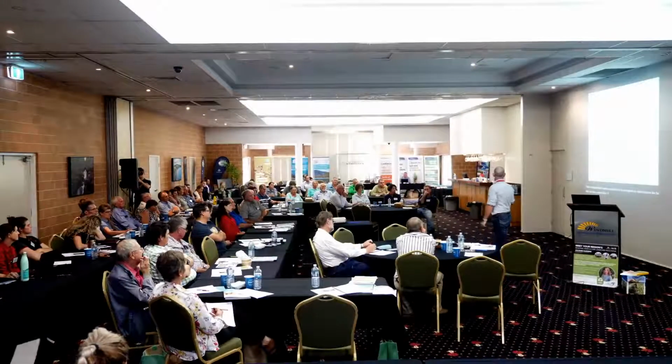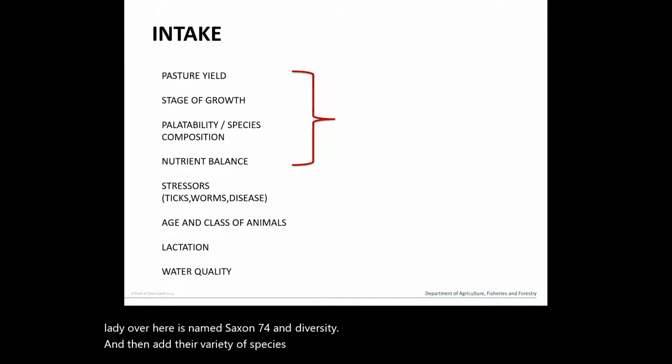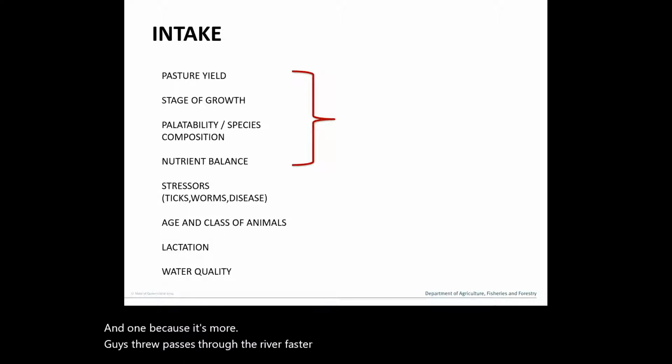Another thing that affects it is our palatability and species composition. As we improve our sward, like the lady over here, whose name escapes me, said before, our diversity and our variety of species composition, we improve our overall diet, which improves the intake. Number one, it passes through the rumen faster, and it's also of higher quality. Nutrient balance affects intake.